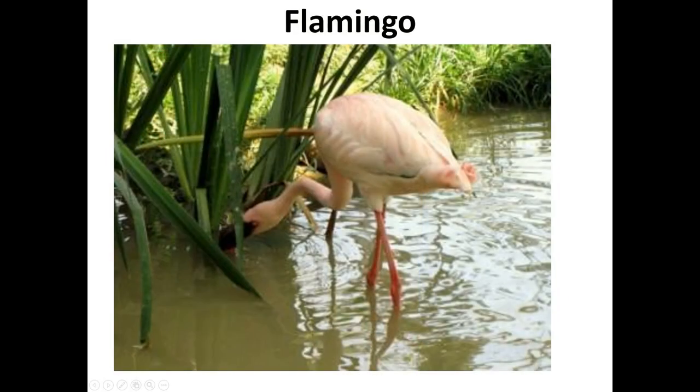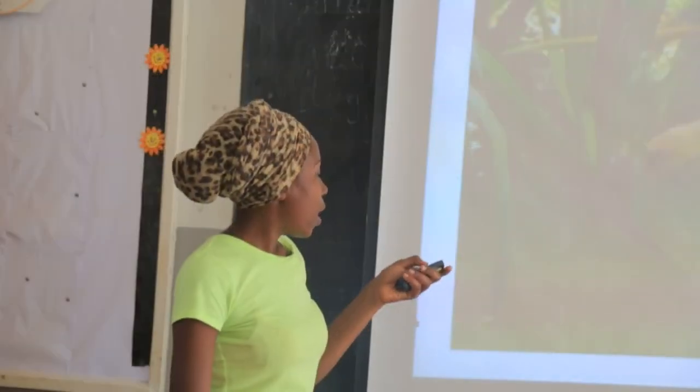See? Flamingo is pink. It has long legs. You see, maybe it was looking for food in the water. What could be the food it was looking for? I think it could be worms. Could be some small fish. What is it using to pick the food? Is it using the feathers? Is it using the legs? No. Here there is a beak. So it's using the beak to pick the food.